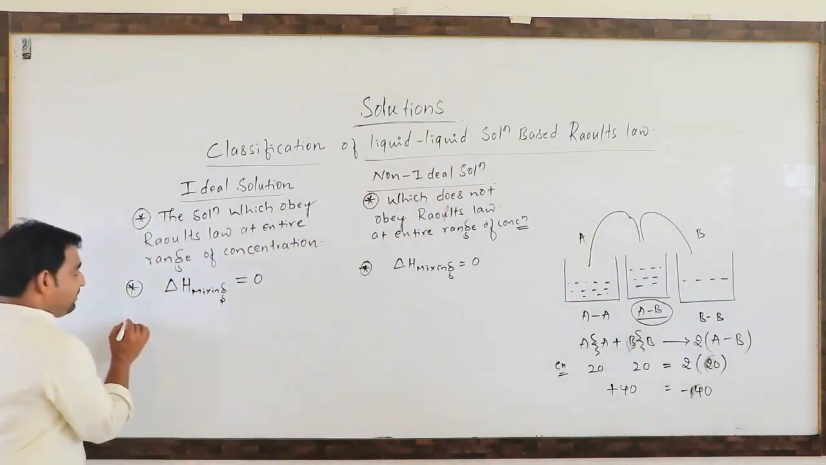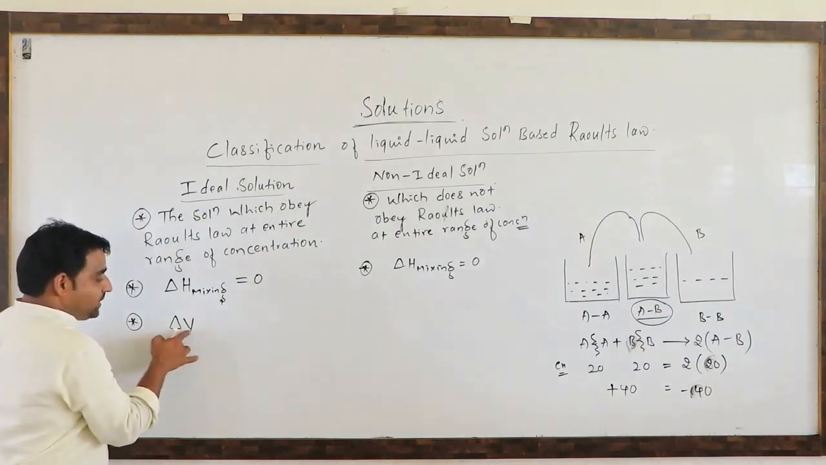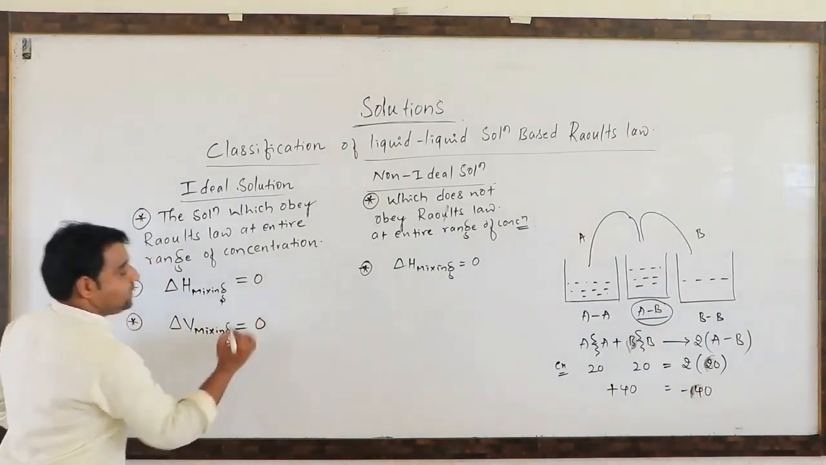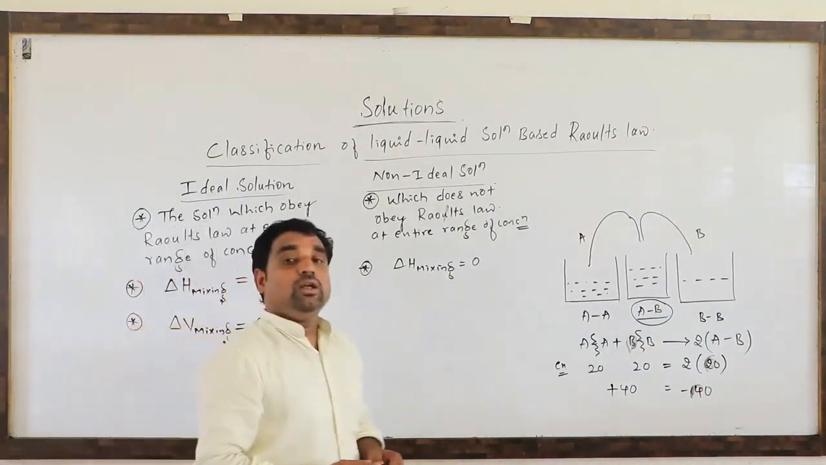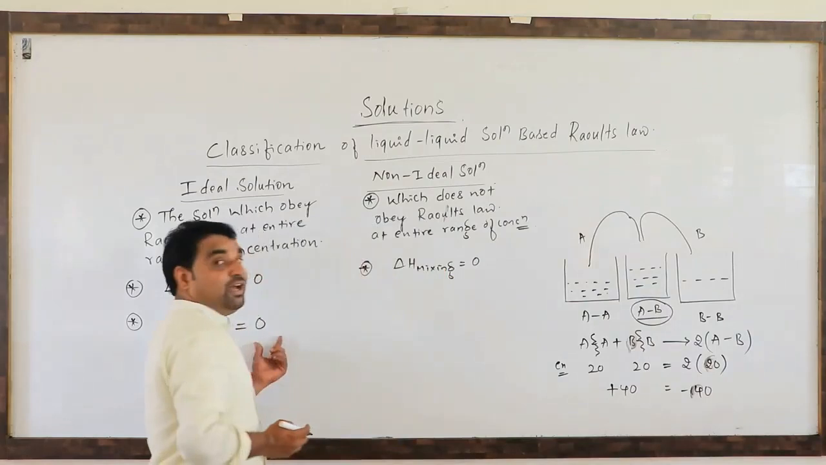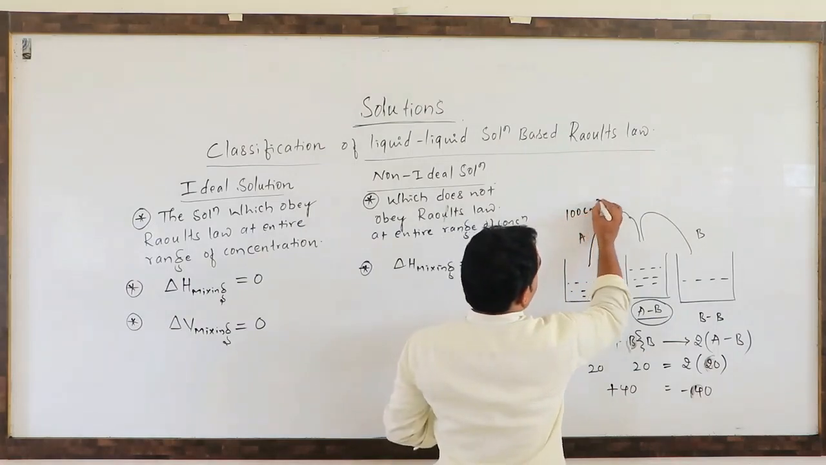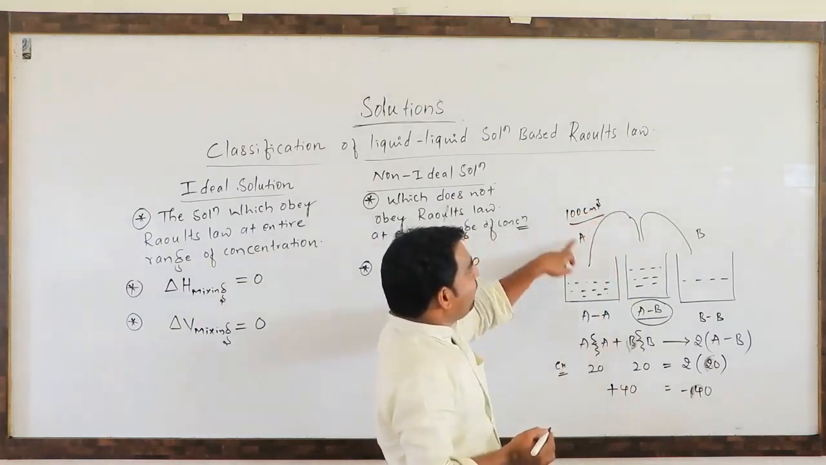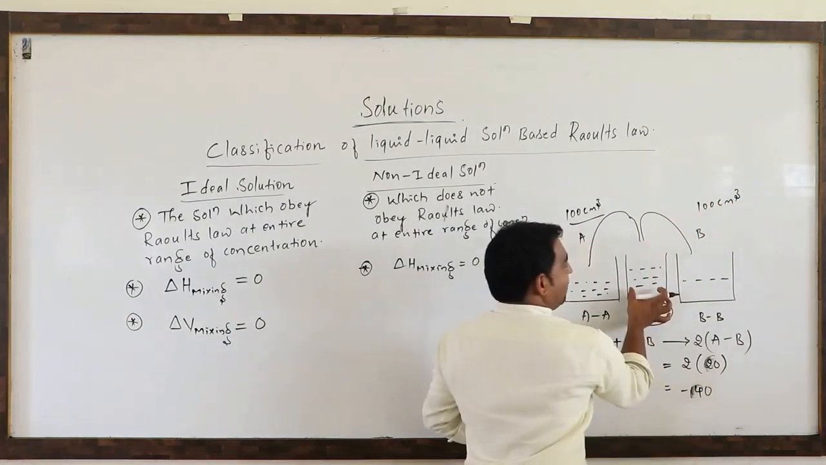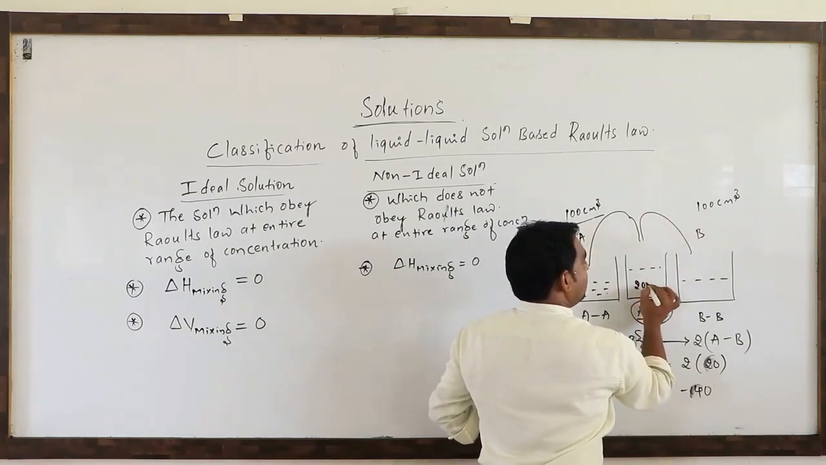And one more point you can remember regarding ideal solutions: delta V, the change in volume after mixing, is equal to 0. It means the total volume of the solution is equal to the sum of the individual volumes. For example, when we add 100 cm cube of A to 100 cm cube of B in one beaker, the solution will be formed. How much are we expecting? 100 and 100 is equal to 200 cm cube.